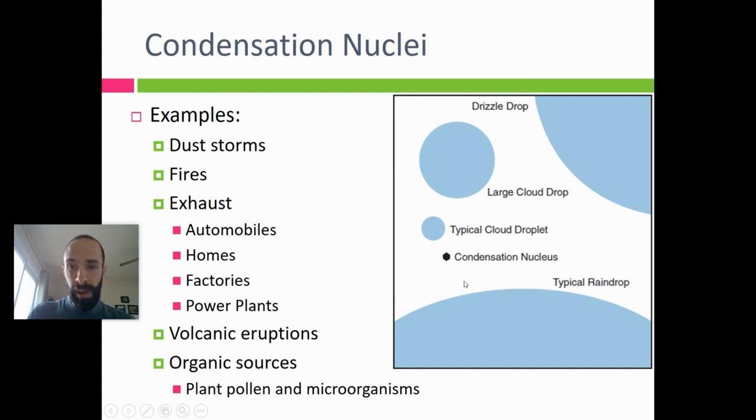A condensation nuclei is tiny, it's microscopic. The size of it compared to a typical raindrop, you can't even tell, but it's this tiny little thing inside of a normal raindrop. So just to kind of look at the comparison there.